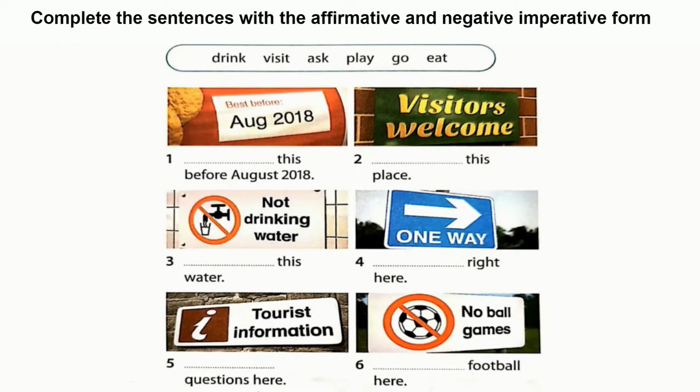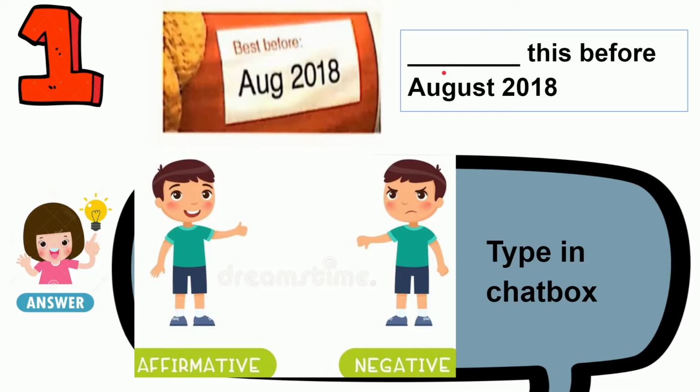Complete the sentences with the affirmative and negative imperative form. Okay, we have 6 sentences over here, and there are 6 pictures with it. The selections given are drink, visit, ask, play, go, eat. Let's see one by one. Number 1, blank this before August 2018. If you know the answer, you type it in the chat box, whether it is in affirmative imperative or negative imperative. Let's see.